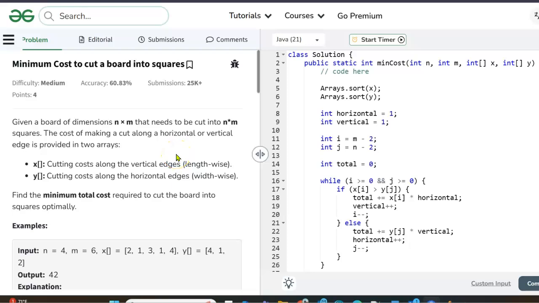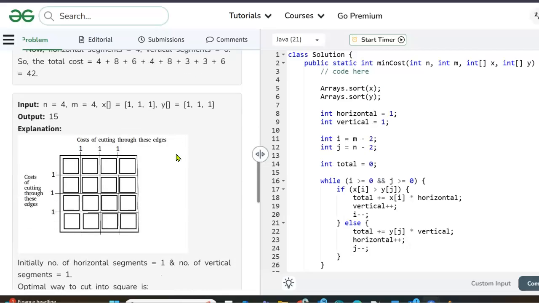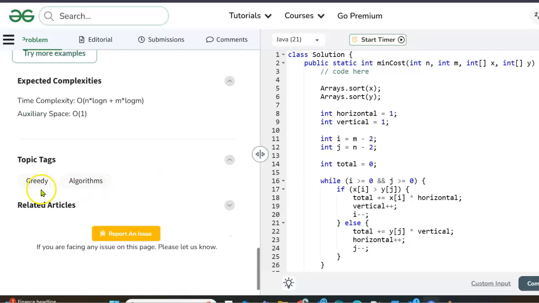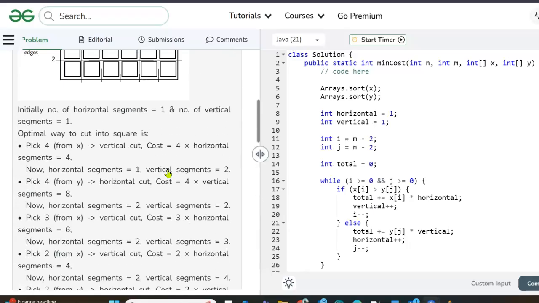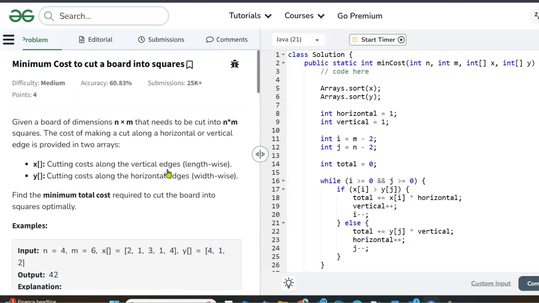Today's problem is minimum cost to cut a board into squares, difficulty medium. The accuracy is pretty high, 60%. Let's go down and look at it. On top of it, the tag is greedy. The combination of those two things is a good indication that your initial intuition on this problem is likely to be correct.